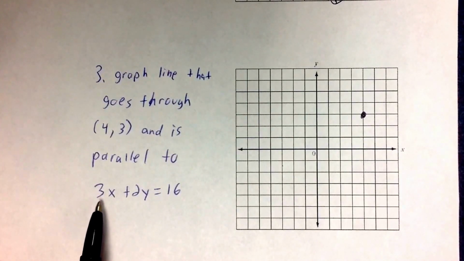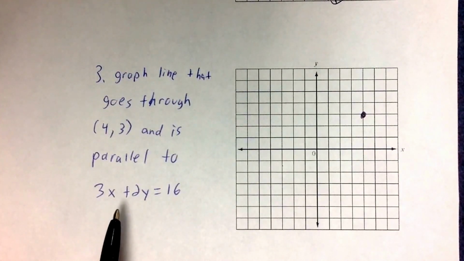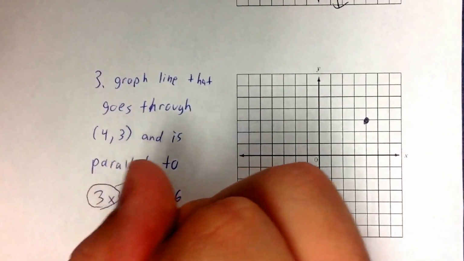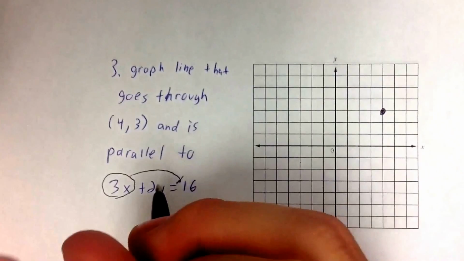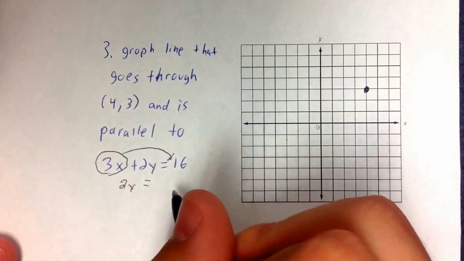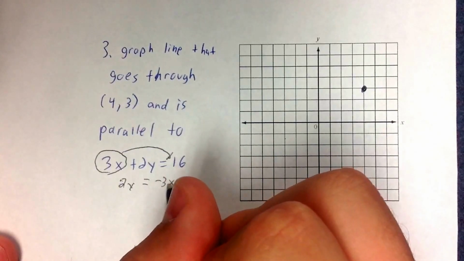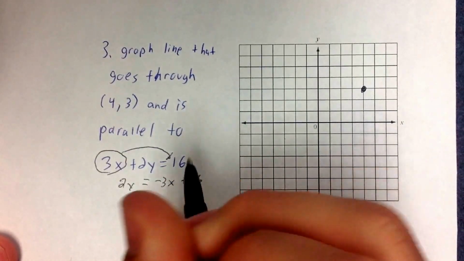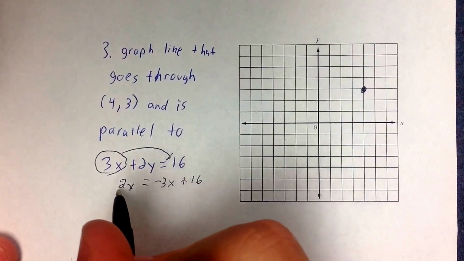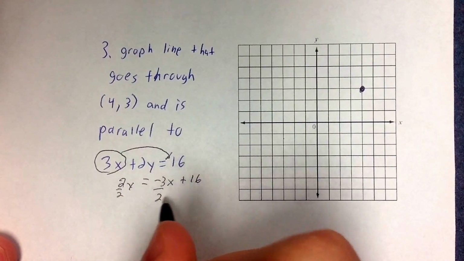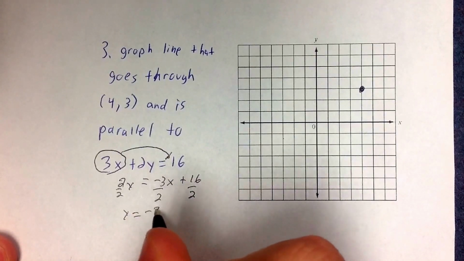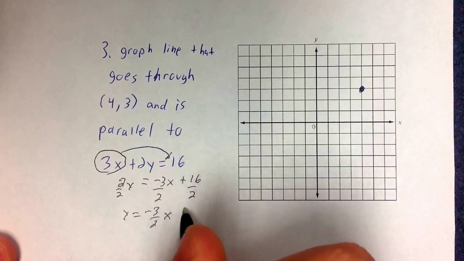Well, so far they didn't put it in slope-intercept form for me, so I have to do that. So what that means is I need to move the 3x to the other side of the equal sign. So it becomes 2y equals negative 3x plus 16. Again, I changed the sign because I moved it to the other side of the equal sign. Then divide everything by 2. So it'd give me y equals negative 3/2 x plus 8.